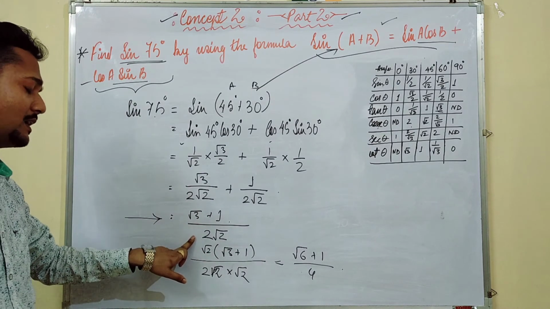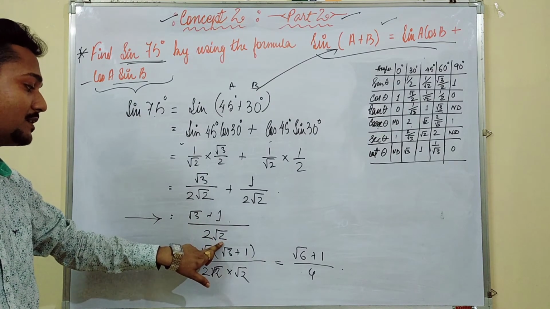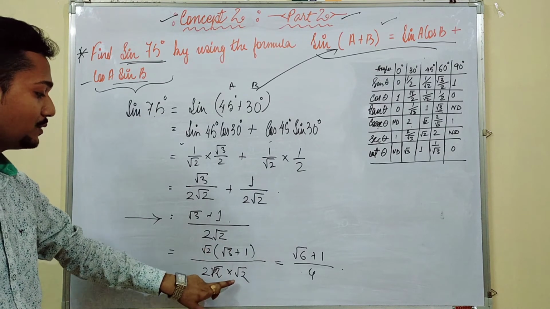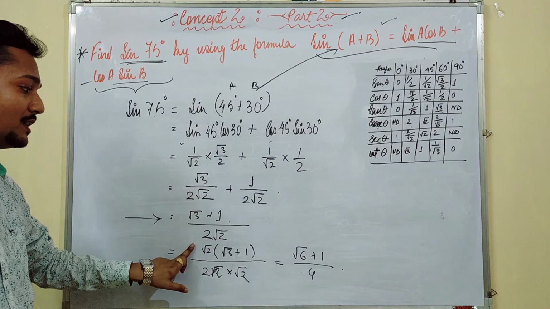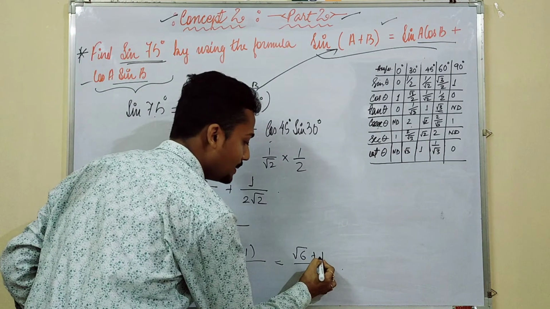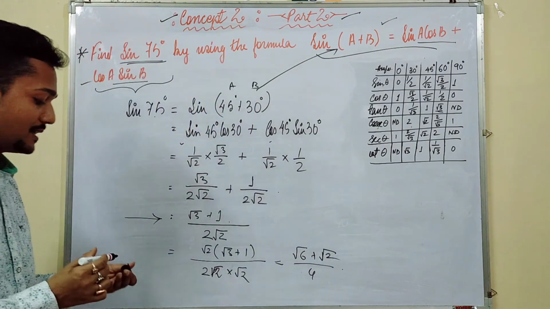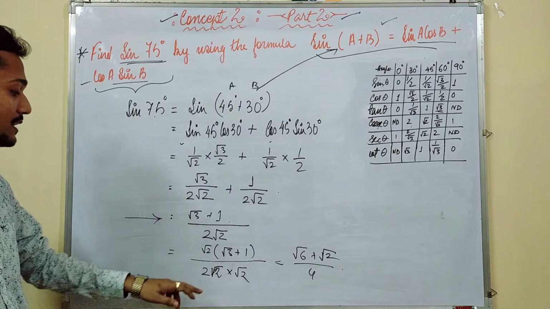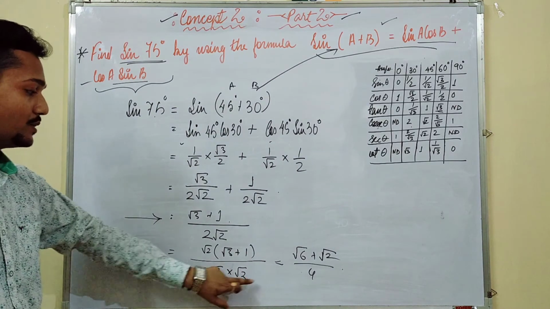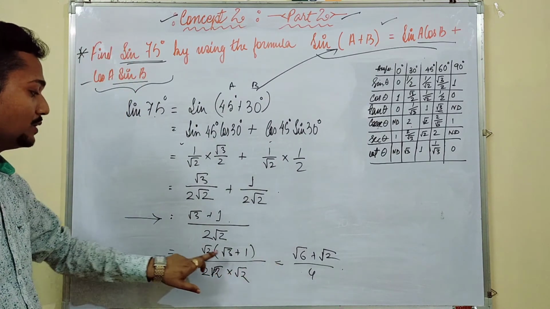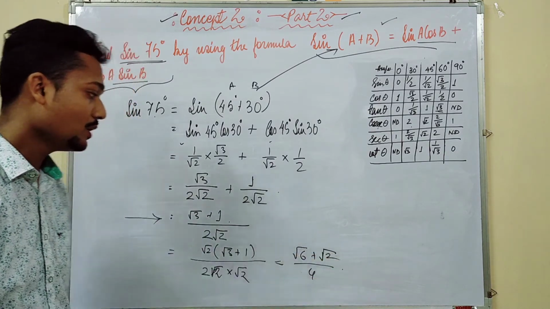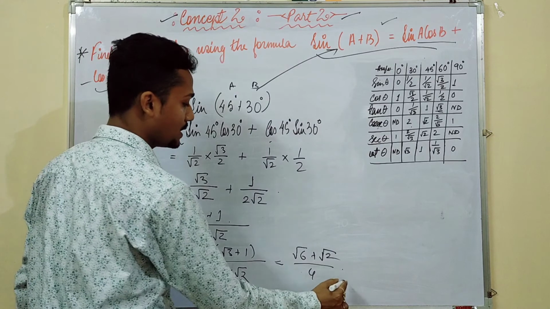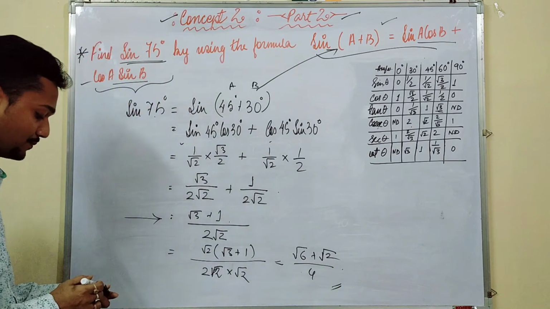What I have done? If I want to convert the denominator into rational form, then I will multiply root 2 at the denominator, and I will multiply root 2 in the numerator itself. So what will it become? 2 root 2 into root 2 is equal to 4. Then root 2 into root 3 is equal to root 6. Root 2 into 1 is equal to root 2. Okay, so this will be your required value.